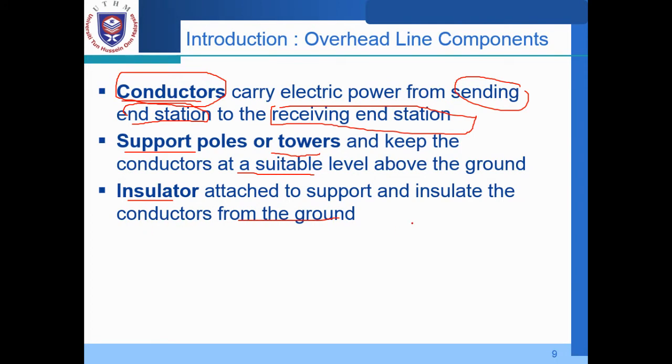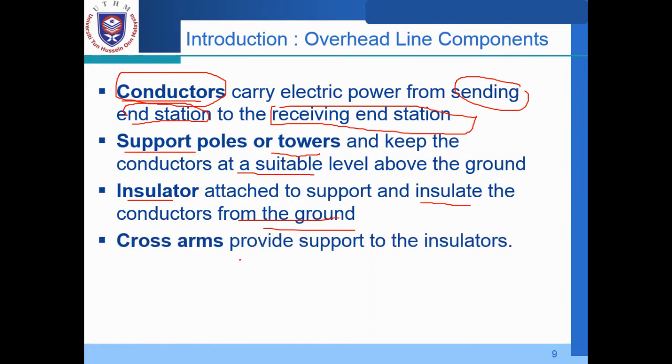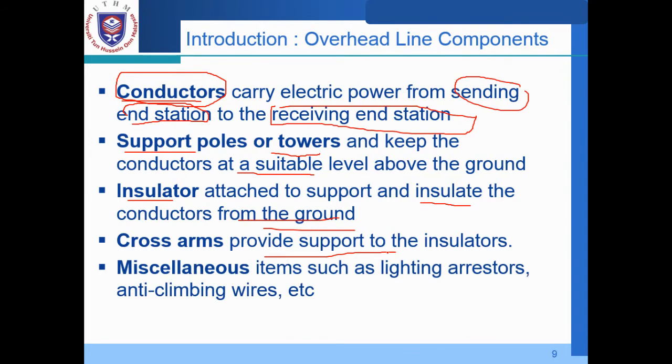Since it is carrying a high amount of current, it must be insulated from the body of the tower and from being grounded. And then the cross arm provides support to the insulators, and then the miscellaneous items such as lightning arresters. So this is all the equipment or accessories you can find in the miscellaneous items, anti-climbing wires, etc.